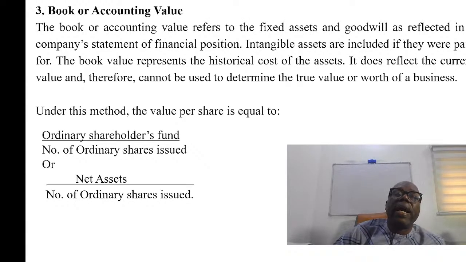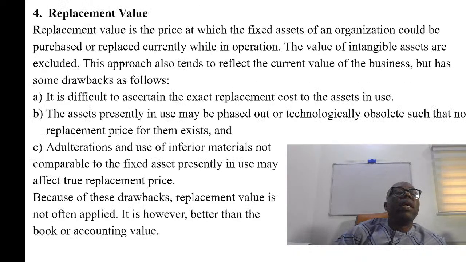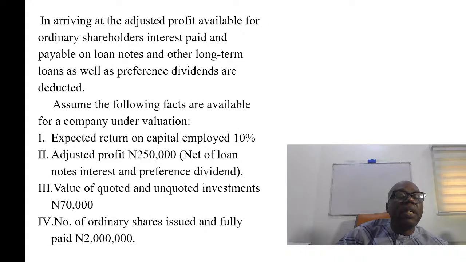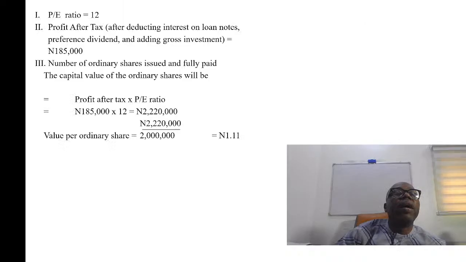Then the book value, like I said, is the value at the time you want to sell the business, the value in the statement of financial position, which I say now we are dealing with a fair value. So we have a replacement value, and then the earnings method where we can use the PE ratio to calculate, this is the capitalization ratio. And we have seen how it's adjusted with examples that we have shown.